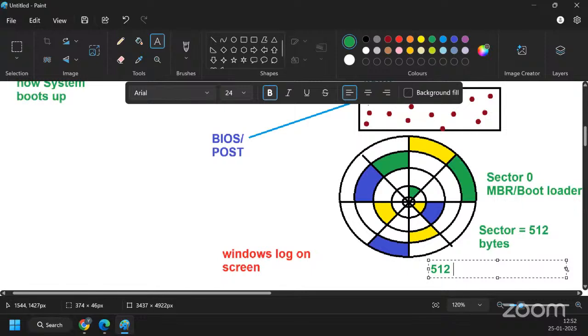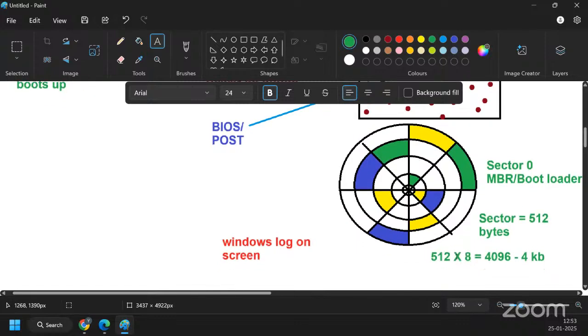And since we got eight sectors, that is going to make 512 times 8, which provides us 4096, or we can also say it is 4 KB. So this 4096 bytes, or this 4 KB, guys, will be known as your cluster.